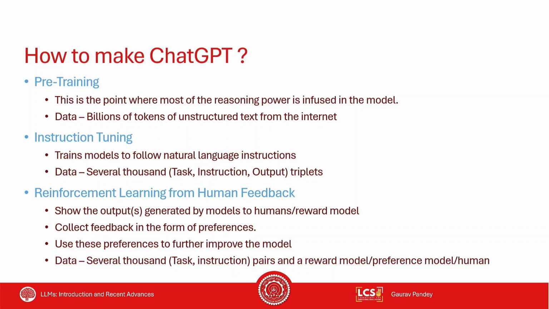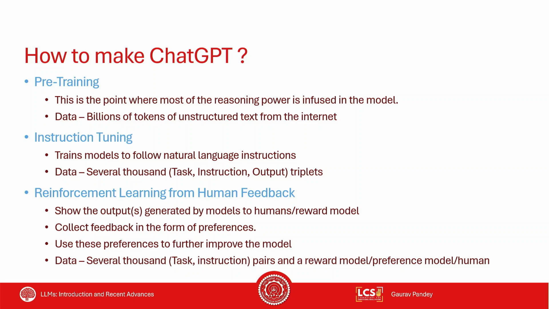So in instruction tuning, you have instruction and you have output. Like you give the instruction sort these numbers, and the output is a sorted list of numbers. So you have several thousand of these task instruction and output triplets, and you train your pre-trained model on top of these instructions. This is what we'll talk about in the next class.